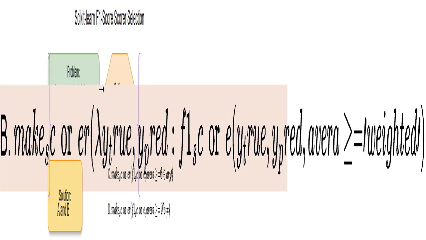Here, I'm using a lambda function as a wrapper around the f1_score function. The lambda function simply takes the true and predicted labels, y_true and y_pred, and applies the f1_score with the average equals weighted argument. It achieves the same outcome as option A, but with a bit more explicitness.